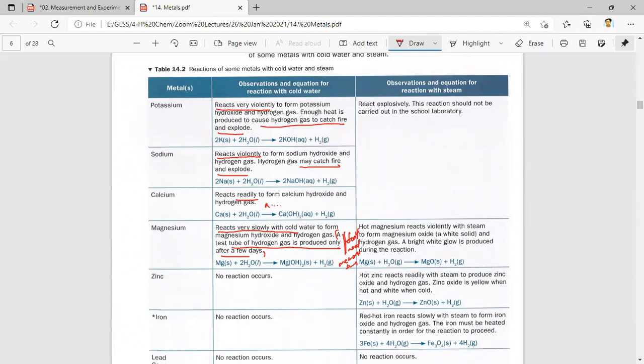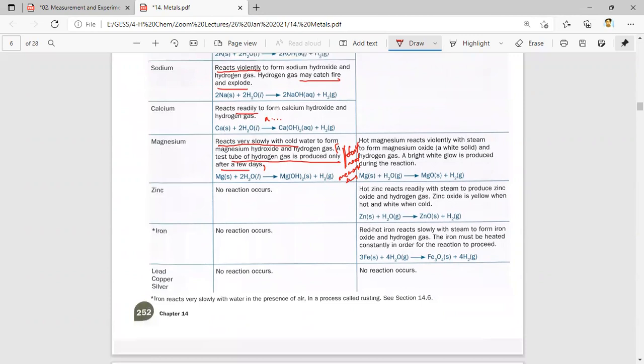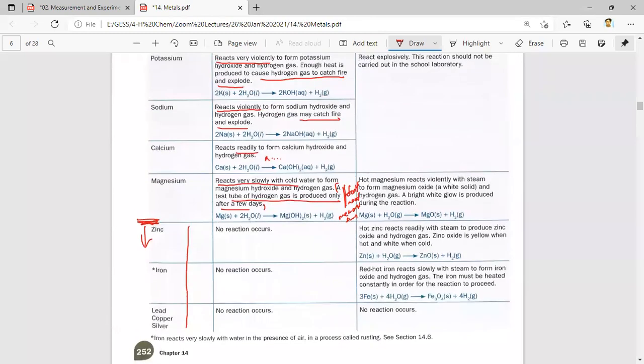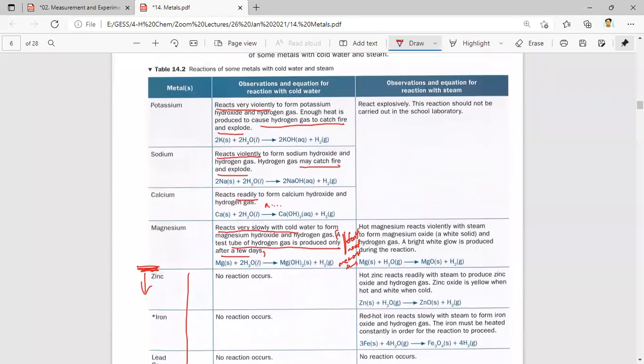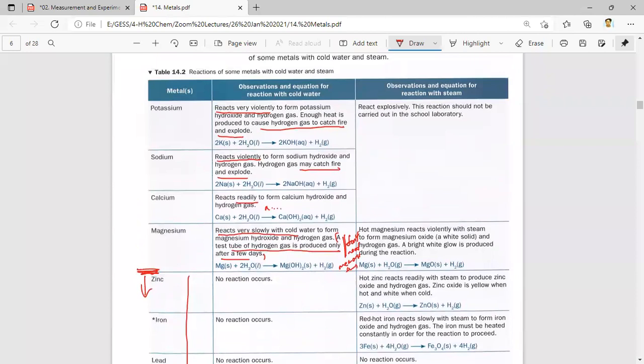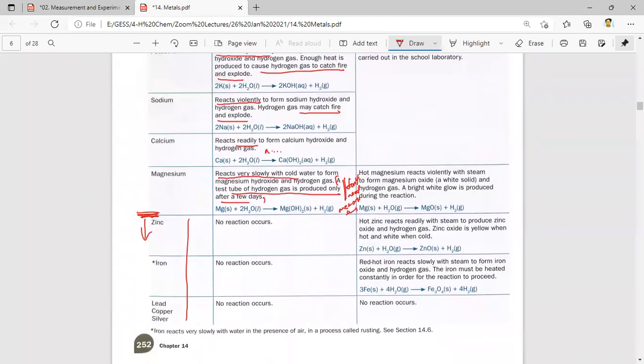So these four metals, okay, obviously will be your key champions here because they all react with cold water. How about the rest of the metals here? Because there's no reaction that occurred for zinc, iron, lead, copper, and silver, we can safely say these metals here, from here and below, are definitely less reactive than my top four champions over here: potassium, sodium, calcium, magnesium. Differentiate between the first four and the rest.